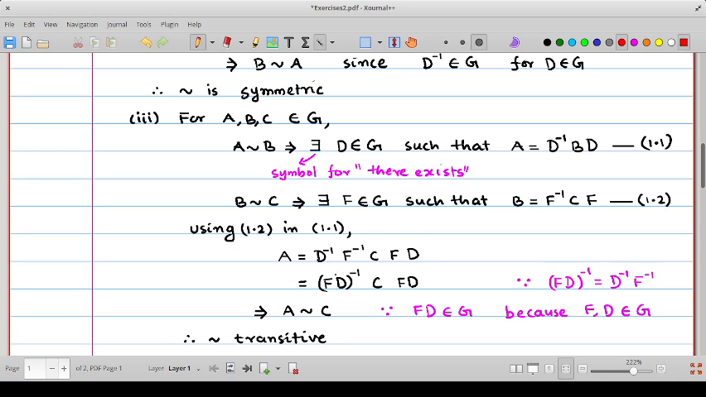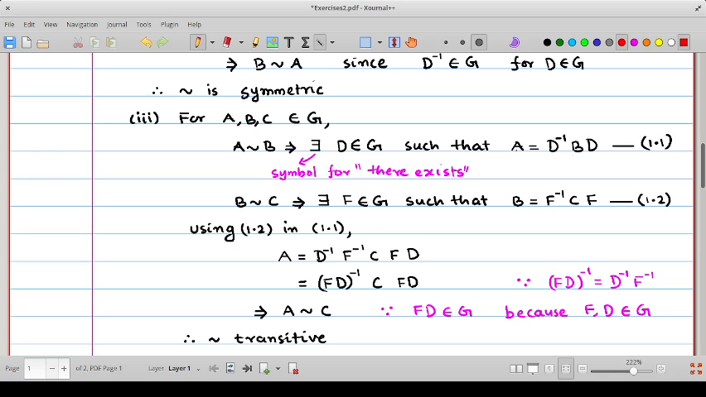Now we need to show that conjugacy is transitive as well. Now consider elements A, B and C of the group. Now A is conjugate to B means there exists a D such that A is equal to D inverse BD. Now B is conjugate to C means there exists another element F of the group such that B is equal to F inverse CF. Now using this equation and this equation, we can write A equal to D inverse. Now for B I use this expression.